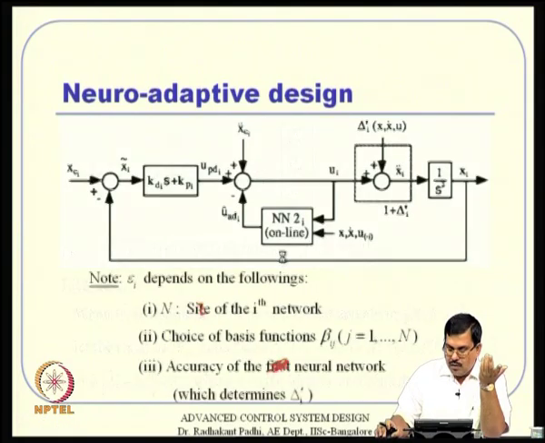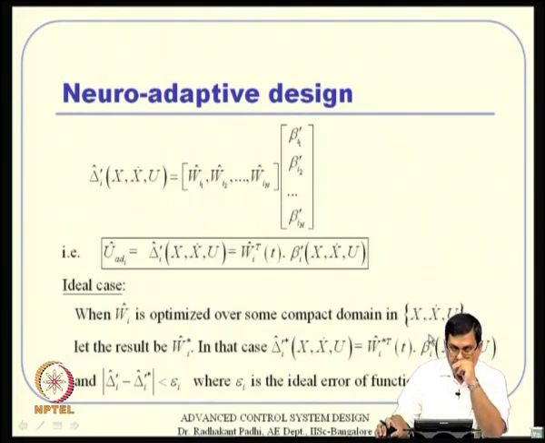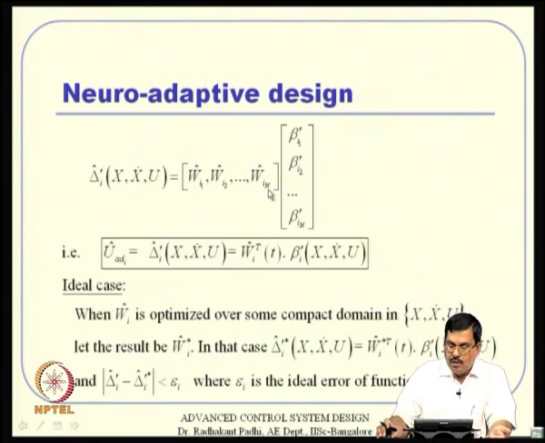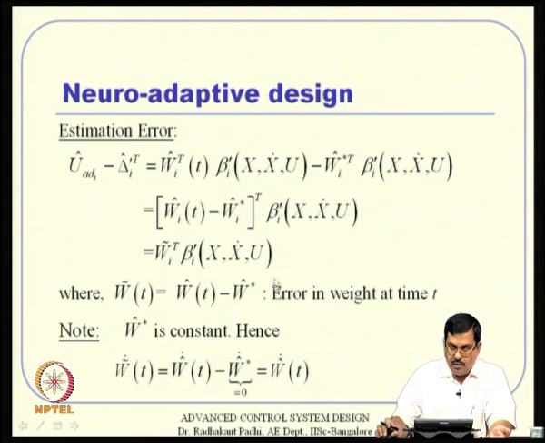The function that we are talking about here is a static function. The system is dynamic, that means x dot and all that change with time, but the function that we are talking about on the right hand side of the equation is a static function. In other words, the function itself does not change with time. So, all that is happening here is static, which means W hat star is a constant vector.